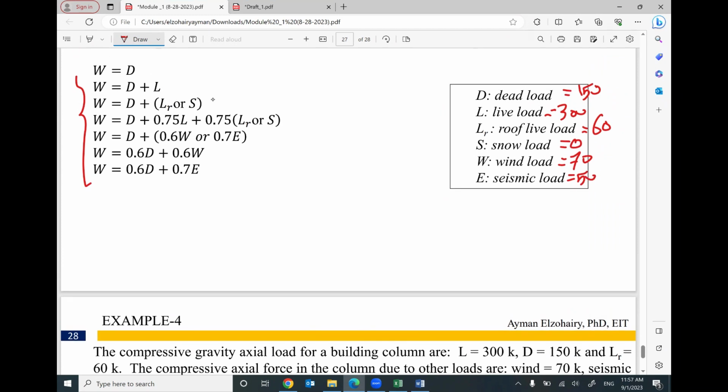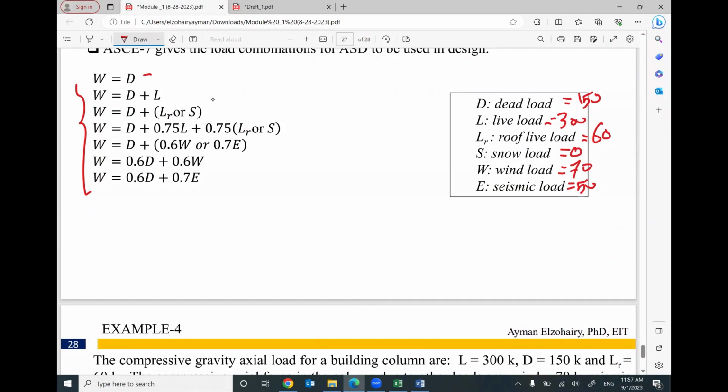Just go ahead and put these numbers in this combination. The first combination will be 150. The second combination will be 450. The third combination will be dead plus LR. It will be 210. What is the next value? What is the next value for this combination, this combination, this combination? Then I can use the biggest one.